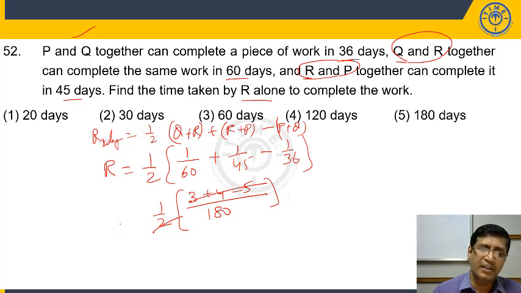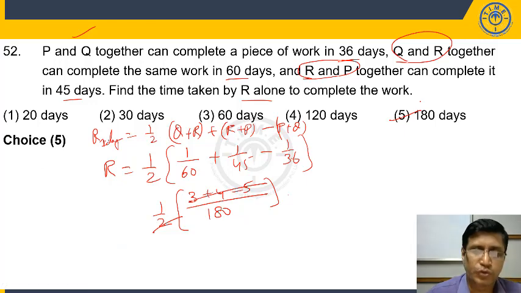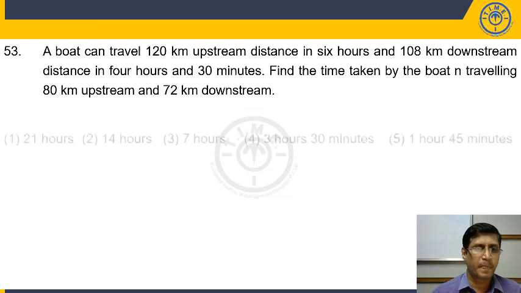1 day work of R is 1 by 180, means total time is 180 days. So right choice is option number 5. Fifth choice is the right answer. The next question on your screen.